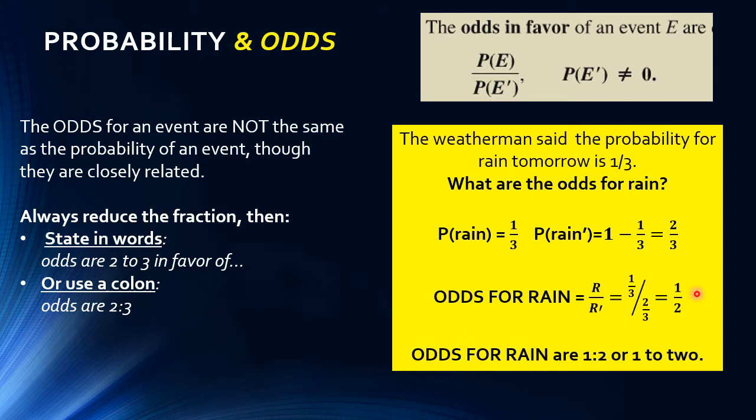The odds for rain, and of course we don't leave it as 1/2, we write it as 1 to 2, or 1:2, or in words, 1 to 2.